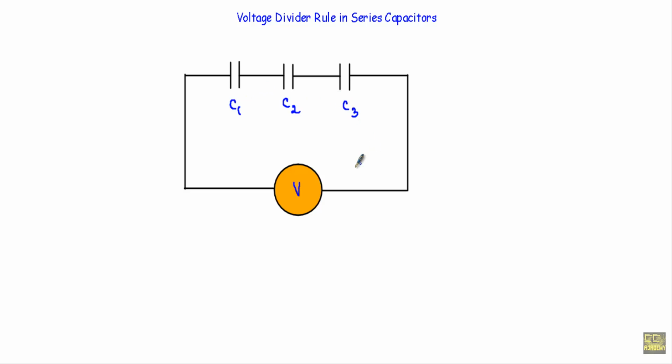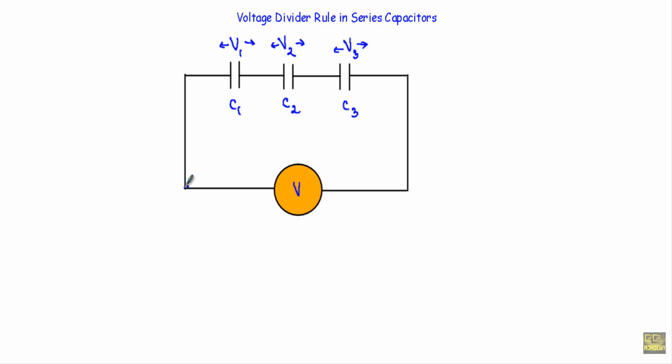As they are connected in series, the charging current I will be the same all over the circuit and the voltage V will divide. Let's say the voltage stored in the capacitor C1 is V1. The voltage stored across the capacitor C2 is voltage V2. The voltage stored in the capacitor C3 is voltage V3.